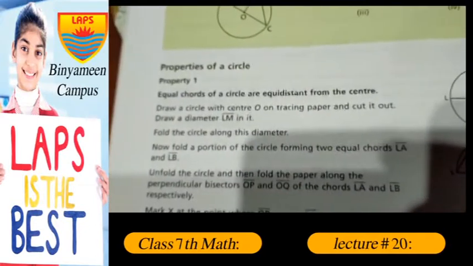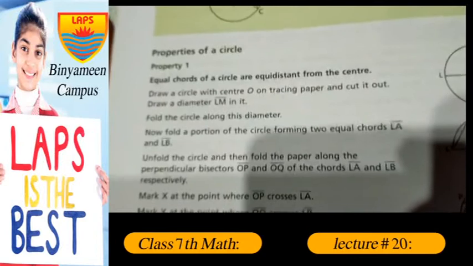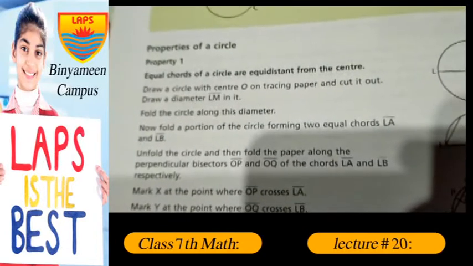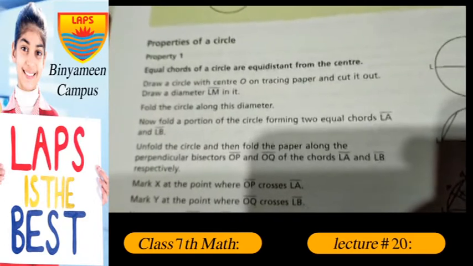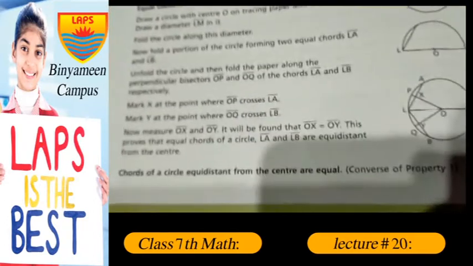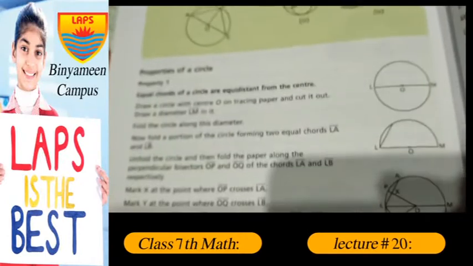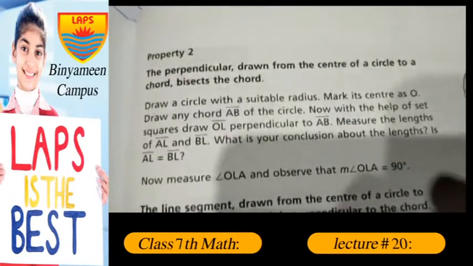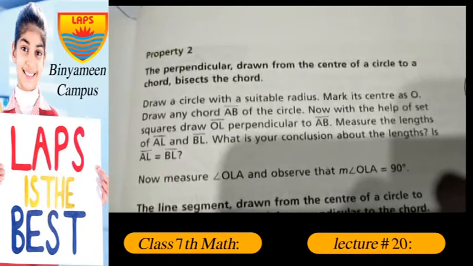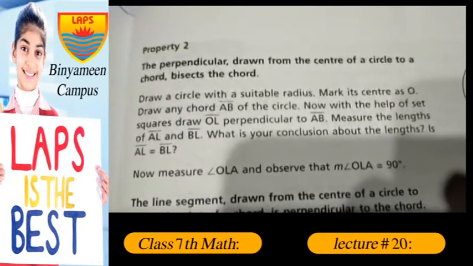Today I deliver a lecture from page number 180, properties of circle. Circles have different properties. First, equal chords of a circle are equidistant from the center. Second property, the perpendicular drawn from the center of the circle to a chord bisects the chord.